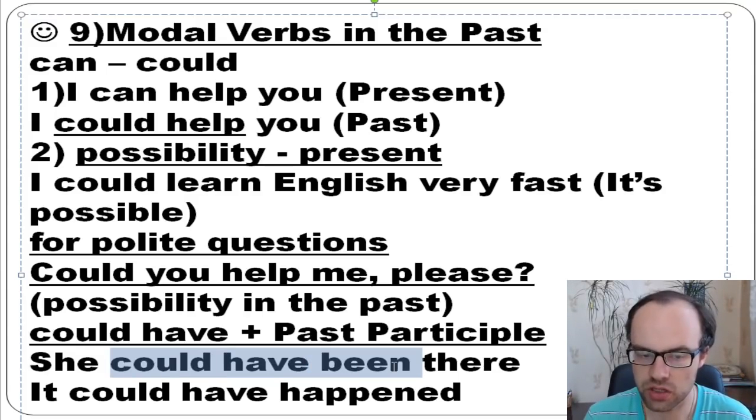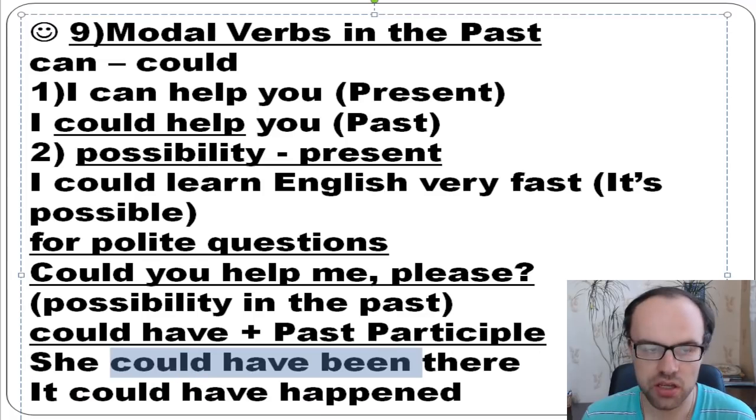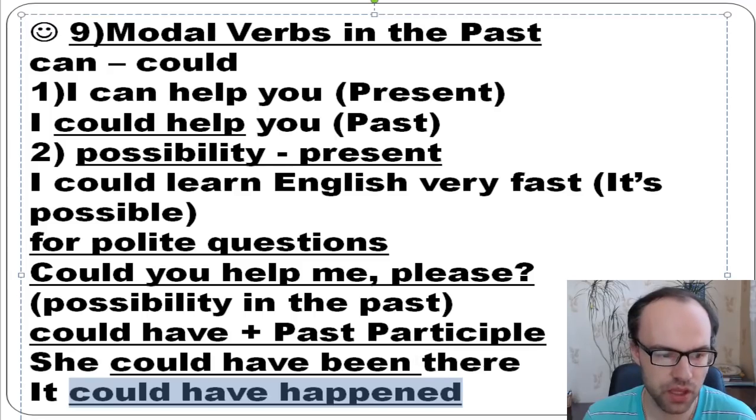It means that it was possible for her to be there, but she wasn't. Okay? It could have happened. So it was possible for something to happen, but it didn't happen in reality. So she could have been there. It could have happened. Very important English grammar.